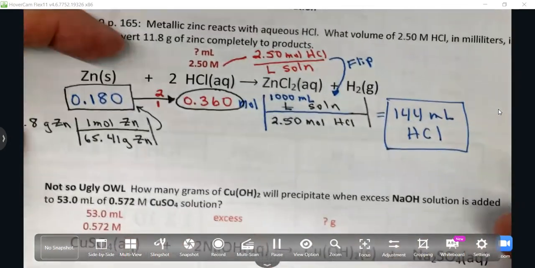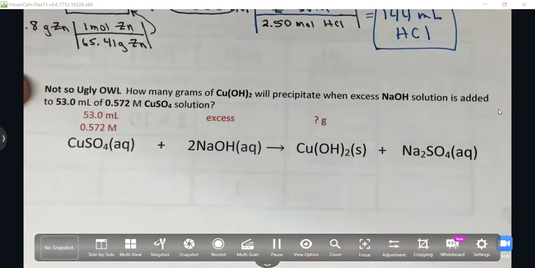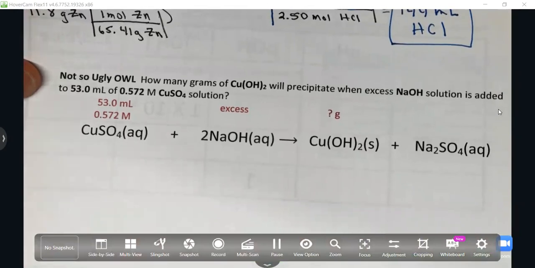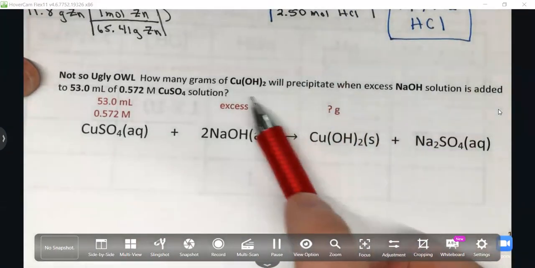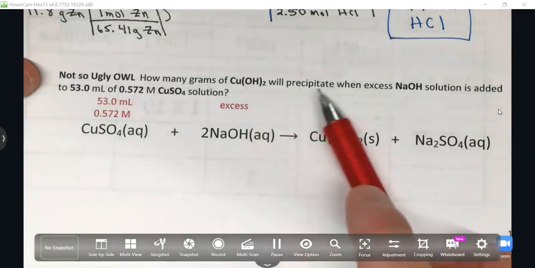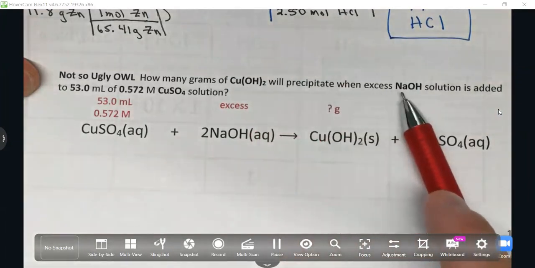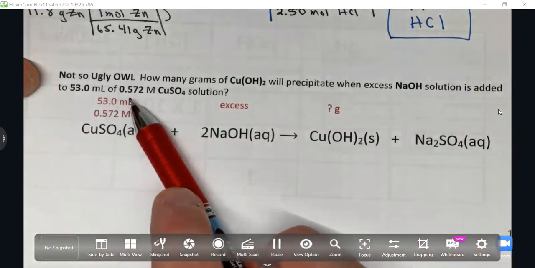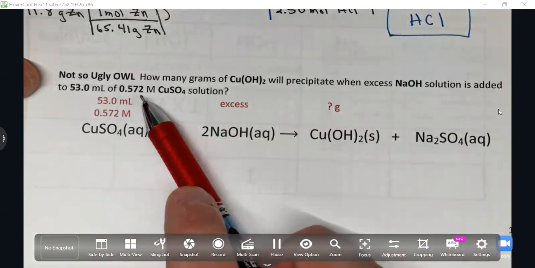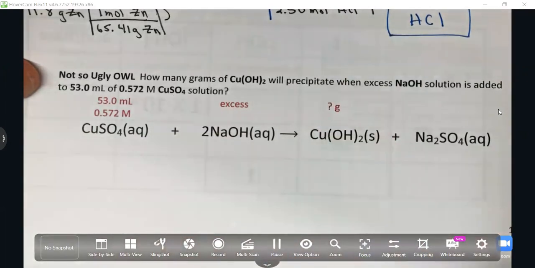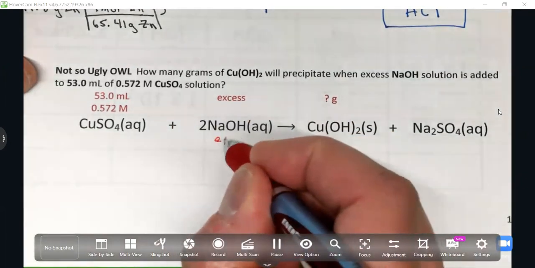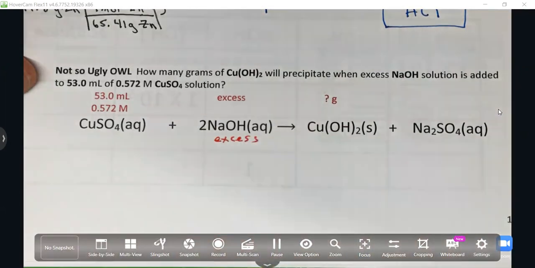Okay, here's, I guess I label it a not so ugly owl. This is copied word for word. And it wants to know this. How many grams of copper 2 hydroxide will precipitate when excess sodium hydroxide solution is added to 53 milliliters of 0.572 molarity copper 2 sulfate? So what we're saying again is there's excess of this. We do not have to worry about it running out.